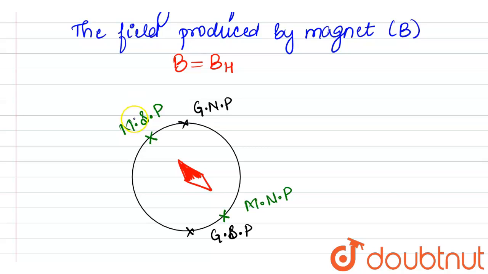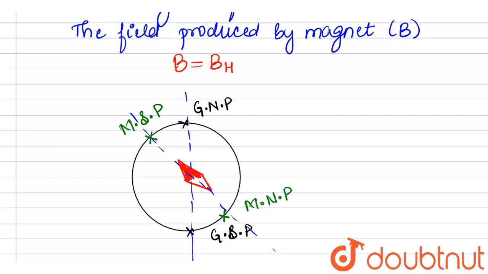The line or axis which passes through our magnetic poles is called the magnetic axis. The line which passes through the geographic North Pole and South Pole is called our geographic axis. That's the axis about which our Earth rotates.